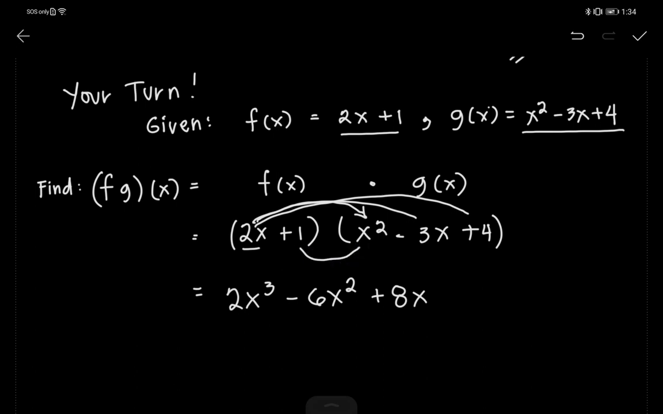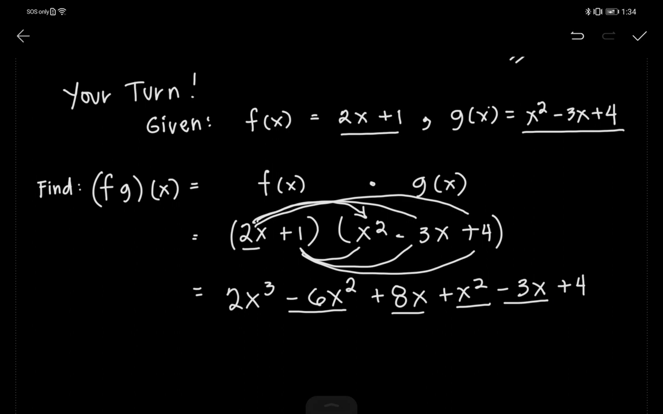And 1 times x squared is equal to positive x squared. 1 times negative 3x is negative 3x, and 1 times 4 is equal to 4. Then simplify by combining like terms. So we have here like terms, the negative 6x squared and x squared, then 8x and negative 3x. Then bring down the rest.